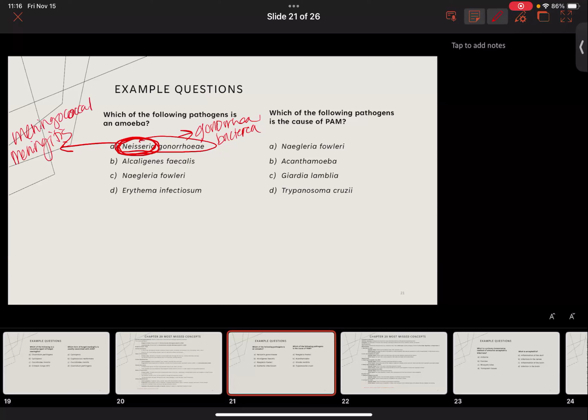That is the worst form of meningitis, and that is a bacterium. So we can rule this one out as an amoeba. Amoebas are always going to be eukaryotes that move by pseudopods. We learned this in chapter 5. Yes, we did. So Alcaligenes faecalis. Let's come back to this one.